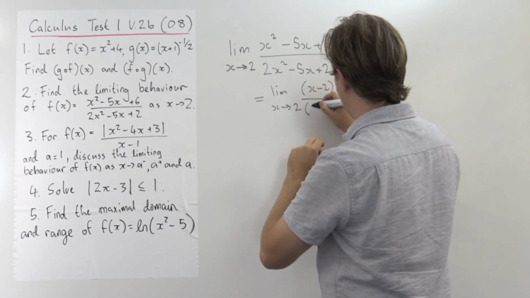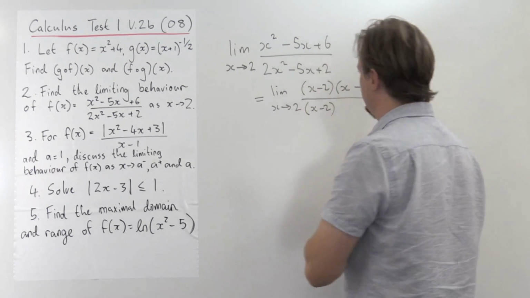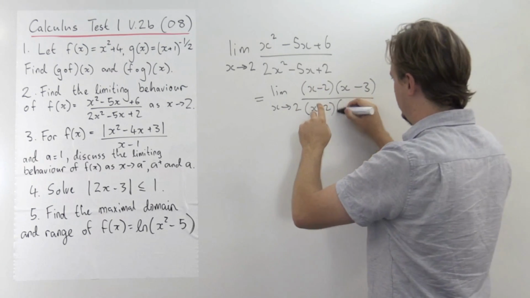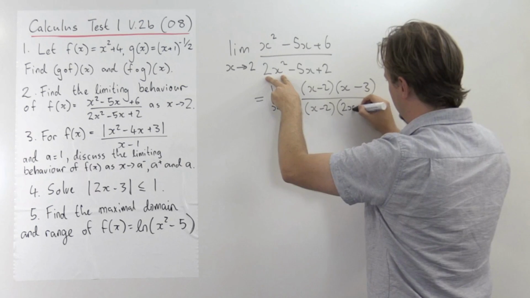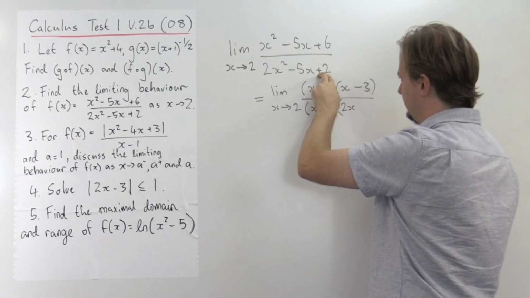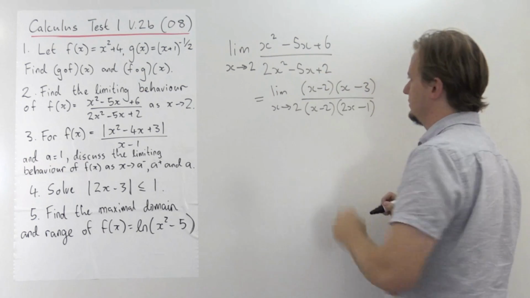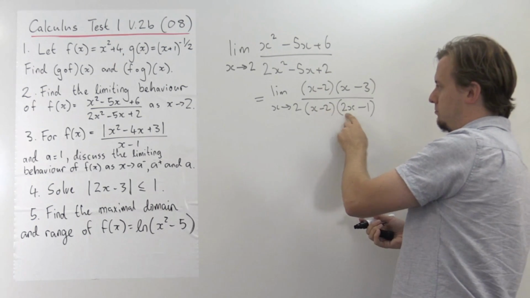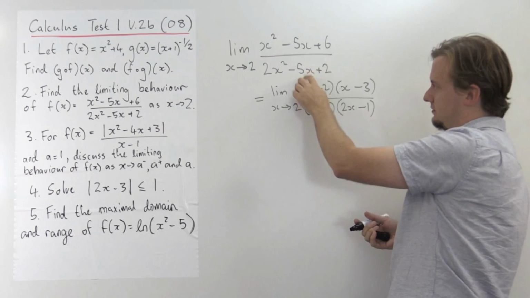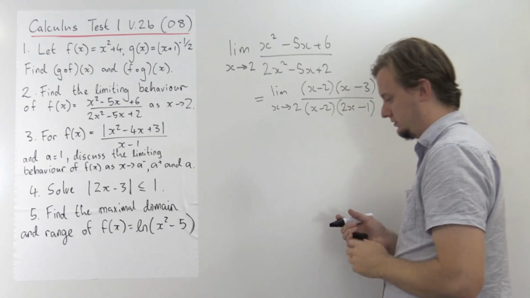Next one, well, I know it has a factor of x minus 2. Let's just be careful here. It must start with a 2x and it must finish with a minus 1. And we can double check that's right, just check the middle term. So you'll get a minus 4x and a minus x, that is minus 5x. So this is correct.